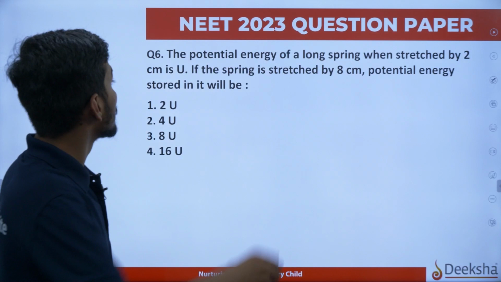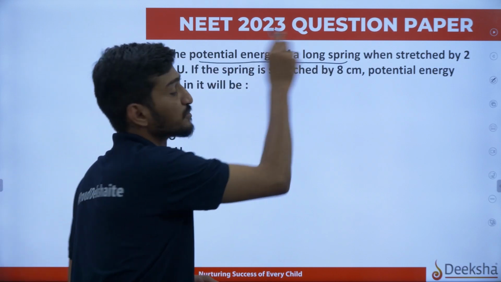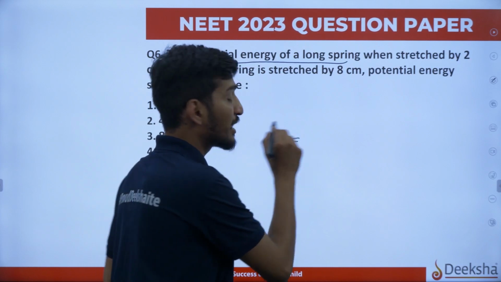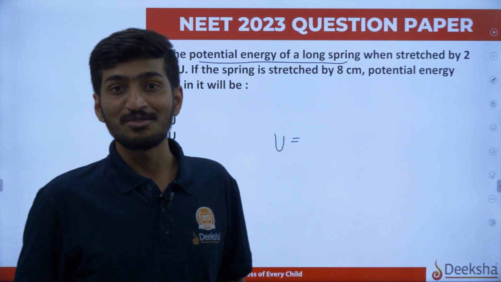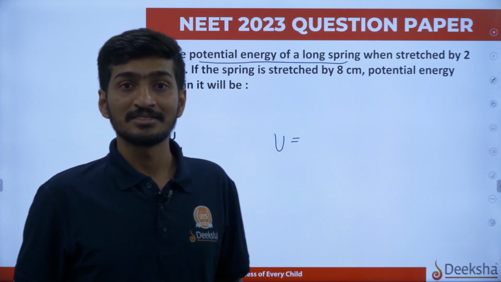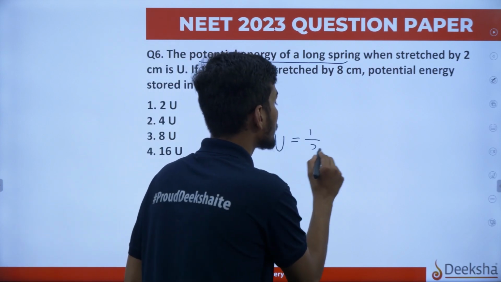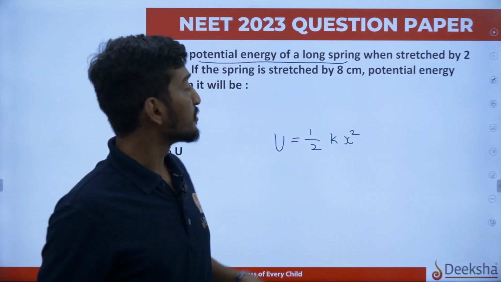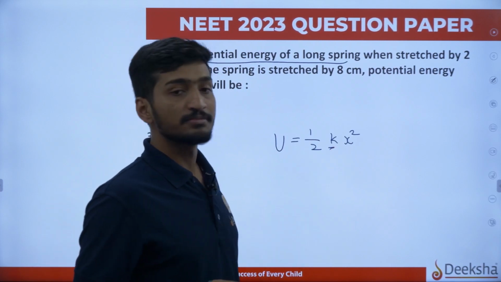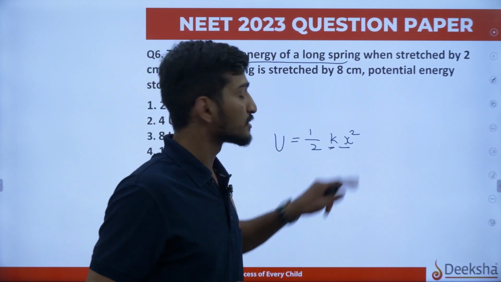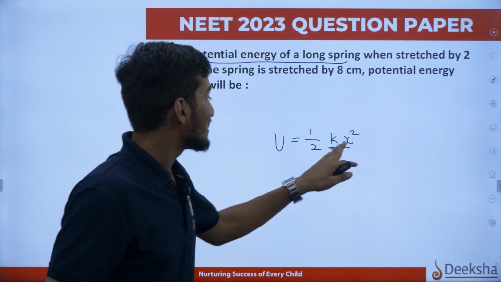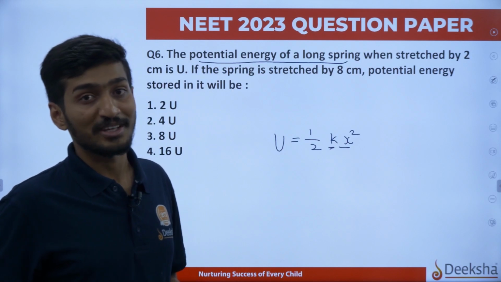Alright, next question talks about potential energy of a spring. Before moving forward, let's remind ourselves, what is the formula of potential energy of a spring? It is half kx square. Let's look at each and every term here. K, that's your spring constant. Then x, this is the elongation, the stretching of the spring. Okay, that is the formula for potential energy of a spring.